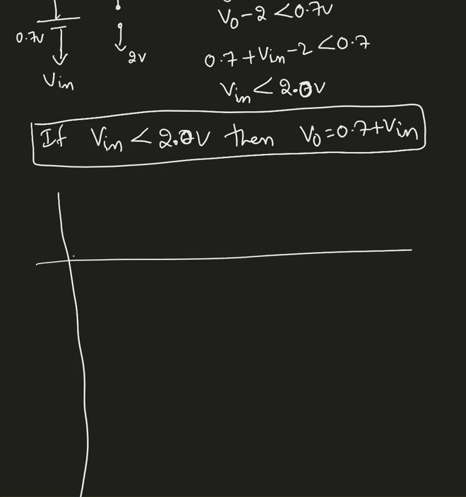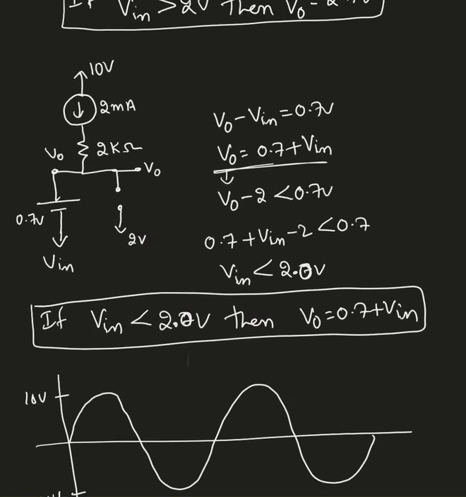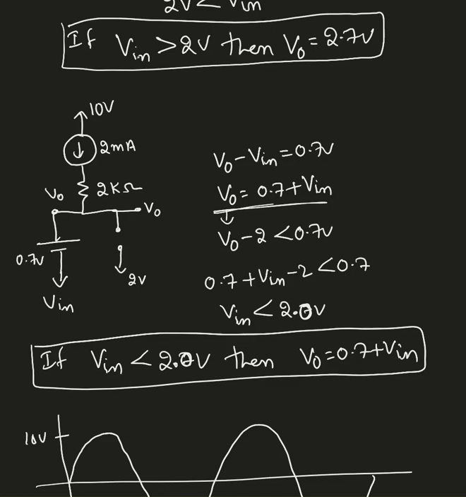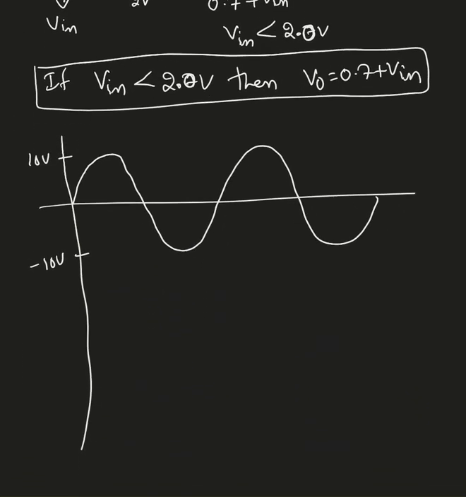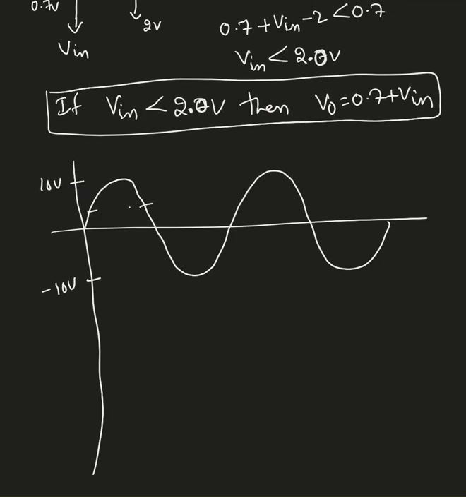Sometimes we need to consider the other condition too, like both diodes are closed, both diodes are open. But here I don't need to do that because my input voltage is changing from 10 volts to negative 10 volts. As long as input voltage is greater than 2, I know what the output voltage is. If input voltage is below 2 volts, then I know what my output voltage is. So that is the reason I don't need to consider the third case.